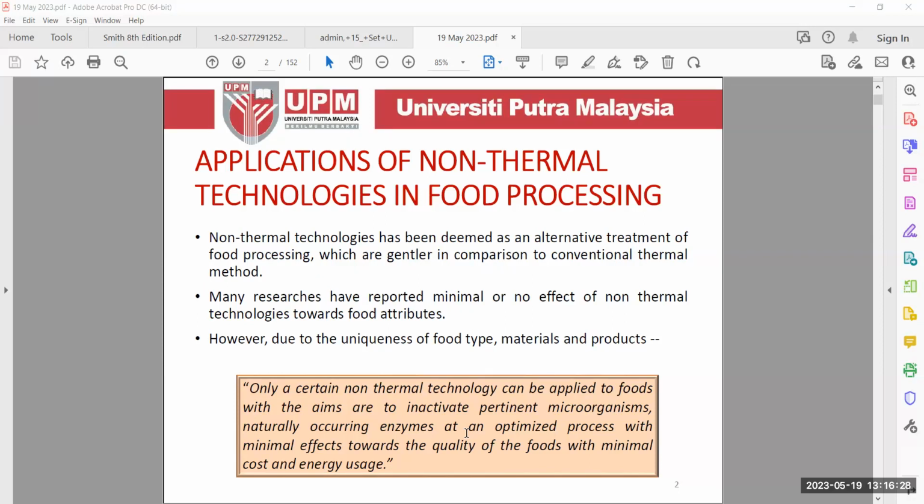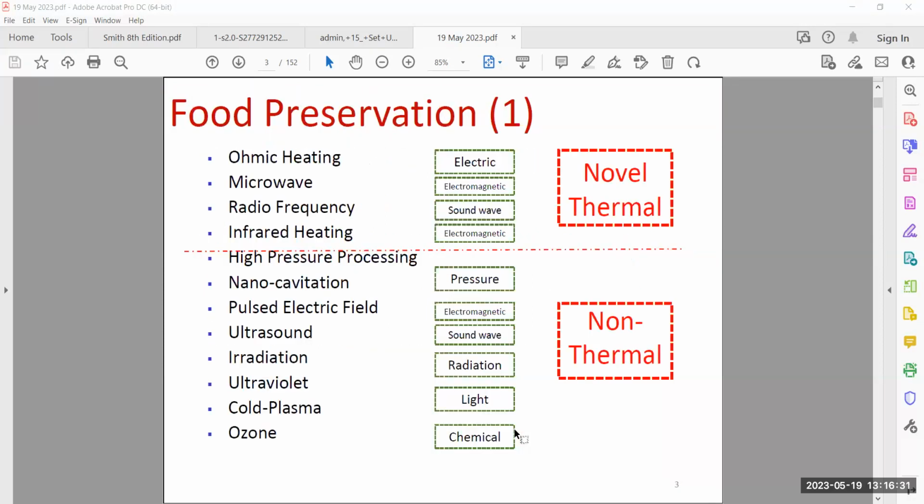Which food product we are going to be discussing next. We have gone through ohmic heating last week. We have also gone through radio frequency and infrared heating last week. For this week, there are about 7 non-thermal technologies that we'll be discussing. I have about 150 slides, but I hope I can go a bit faster. We'll be discussing HPP, pulse electric field, ultrasound, irradiation, ultraviolet, and of course pulse light, cold plasma, and ozone.